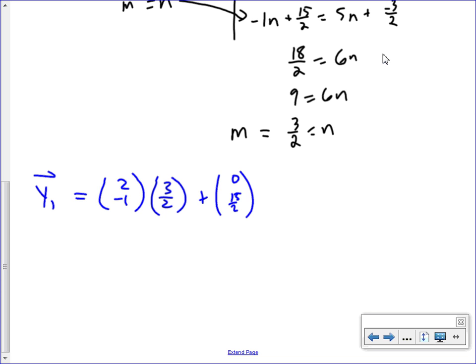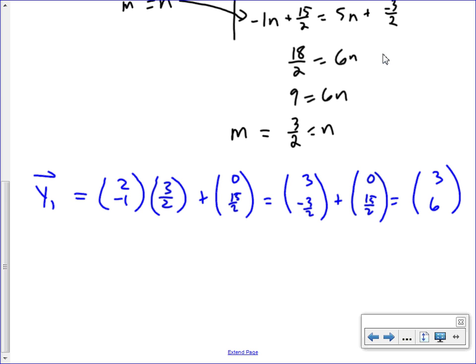I really don't think you guys do the hard 3D vector stuff. Here we go. What do you do with a fraction? Good. 2 times 3 over 2 cancels the 2, so it's just a 3, right? And then -1 times 3 over 2 is -3 over 2, plus 0 and 15 over 2. 3 plus 0, 3. -3 plus 15, 12. So it's 6. Yes. Ta-da!